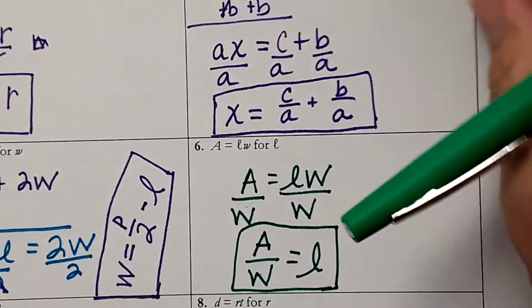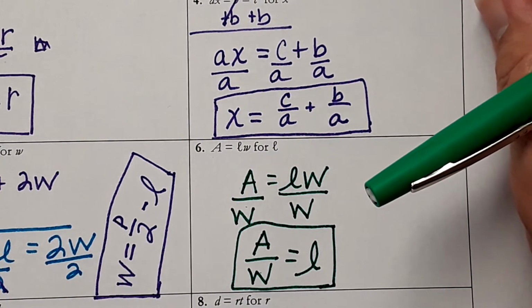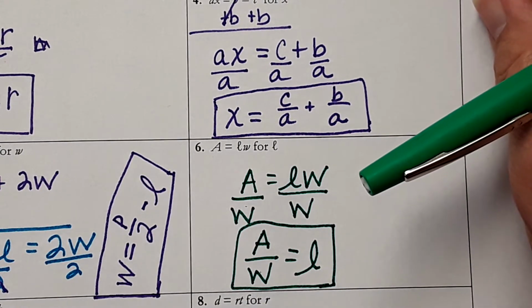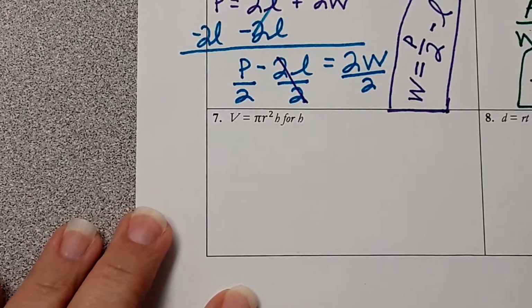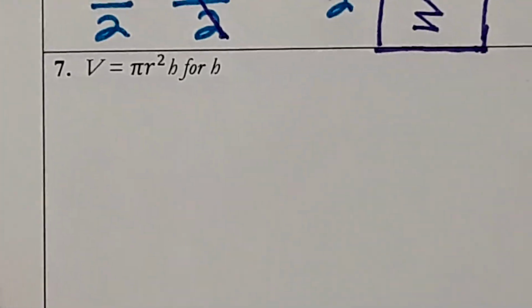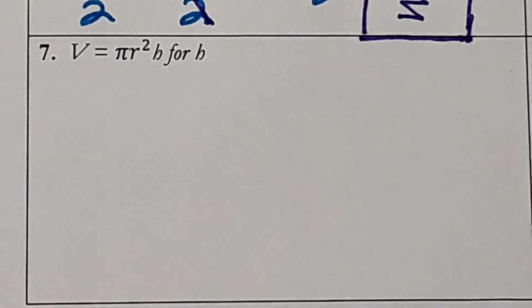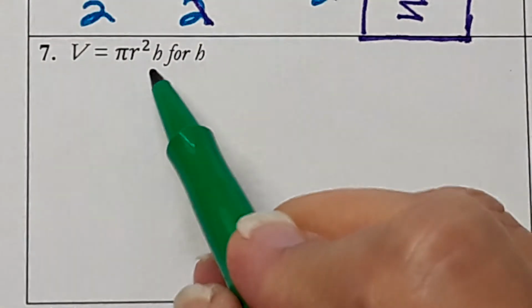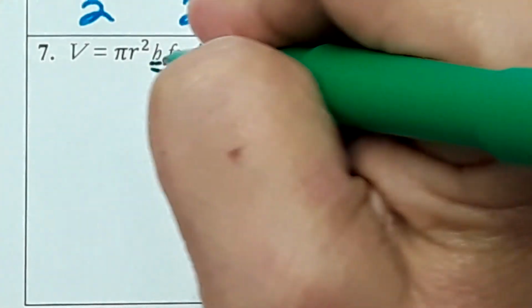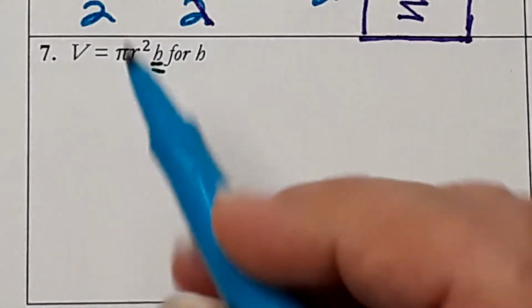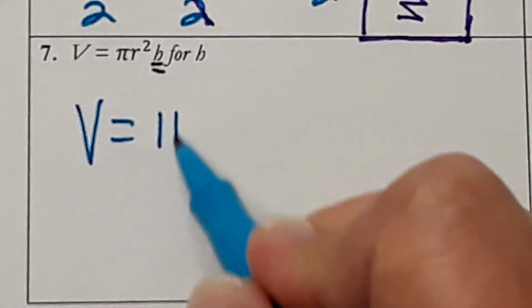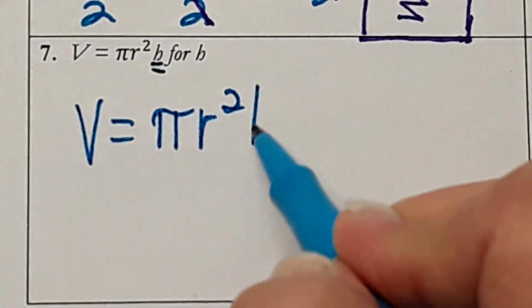Okay. You guys ready for the next one? Remember, you can always pause me and go back. Okay, number 7. Here we go. Again, you guys, it's another formula. What variable do I want to get by itself? It looks like h, so I want to get this by itself. So v equals pi r squared h.